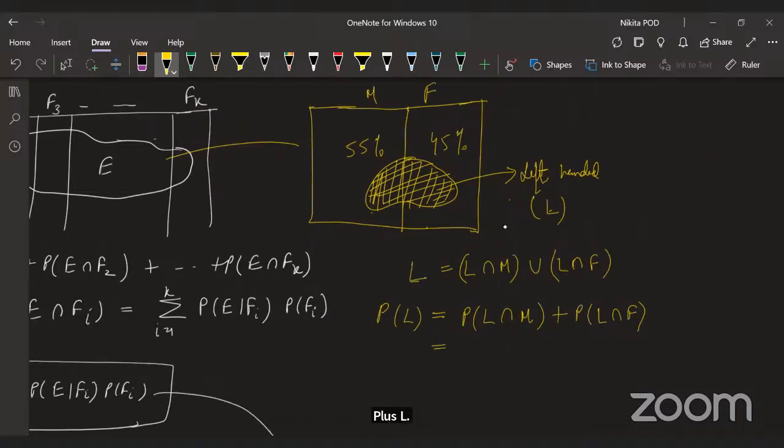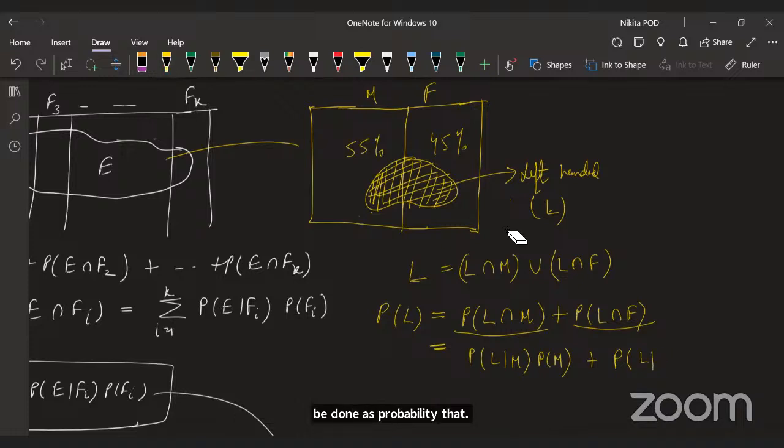Now, you have seen that the joint probability can also be written as marginal times conditional, right? So I can also write L intersection M as probability of L given M times probability of M, right? And L intersection F can be written as probability of L given F times probability of F.